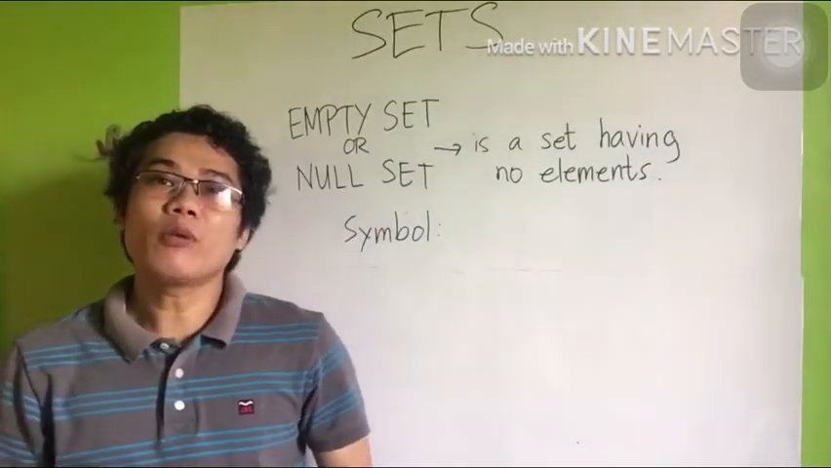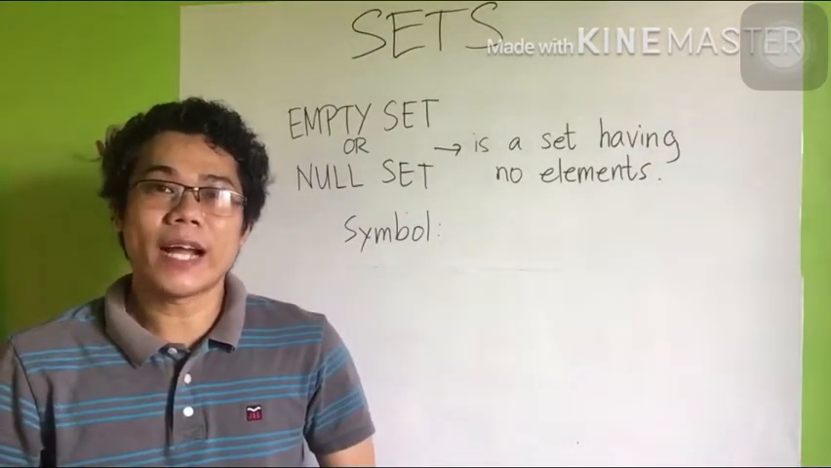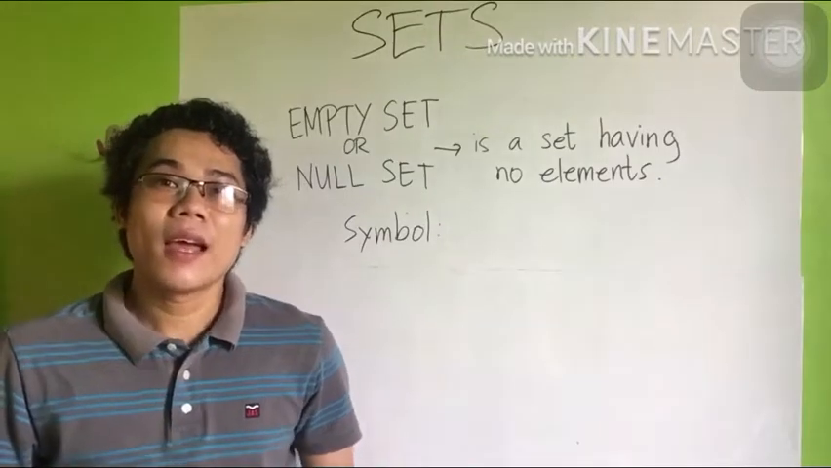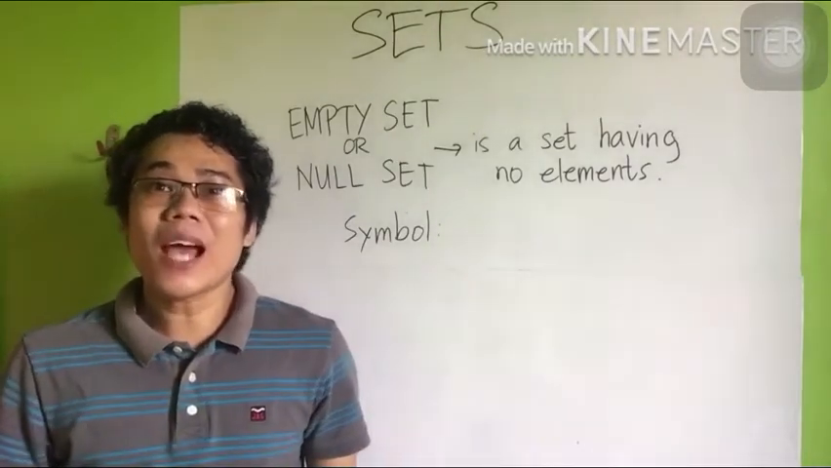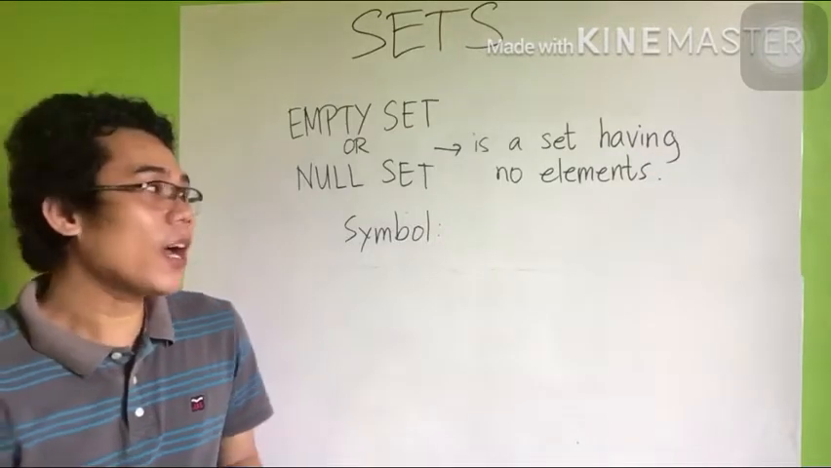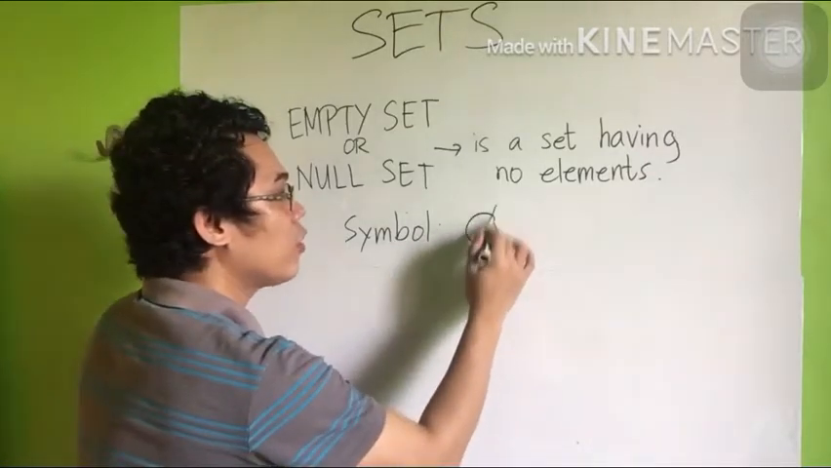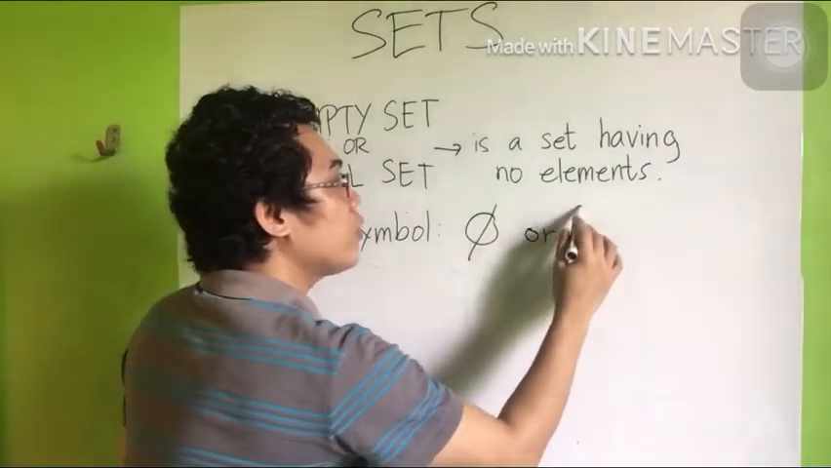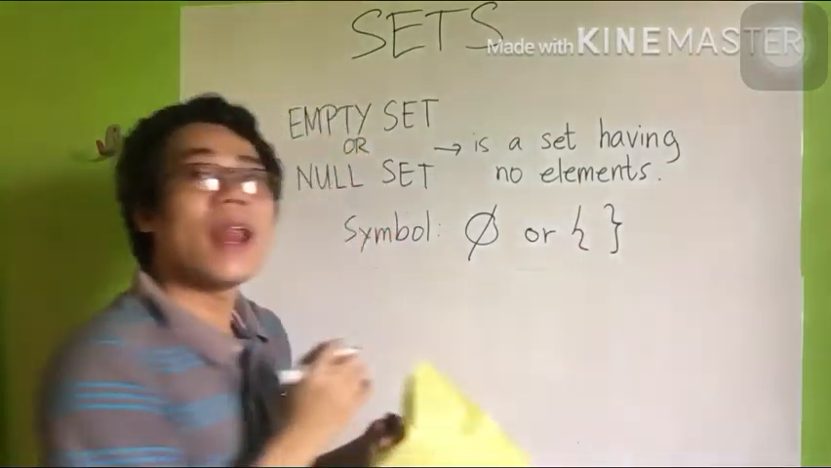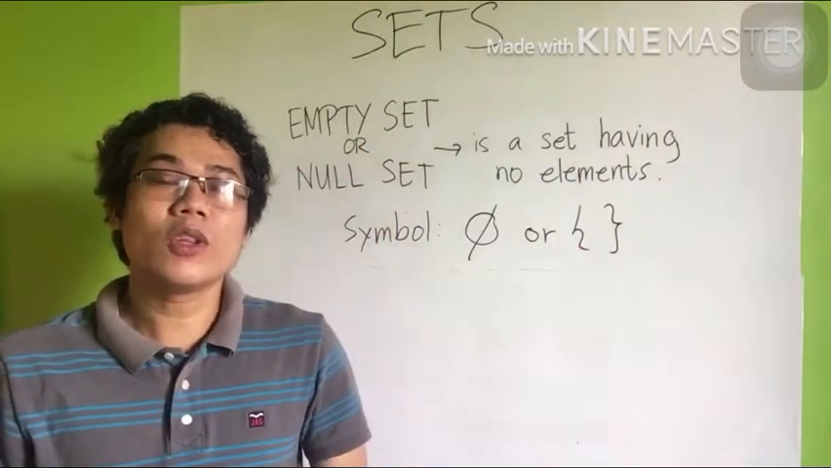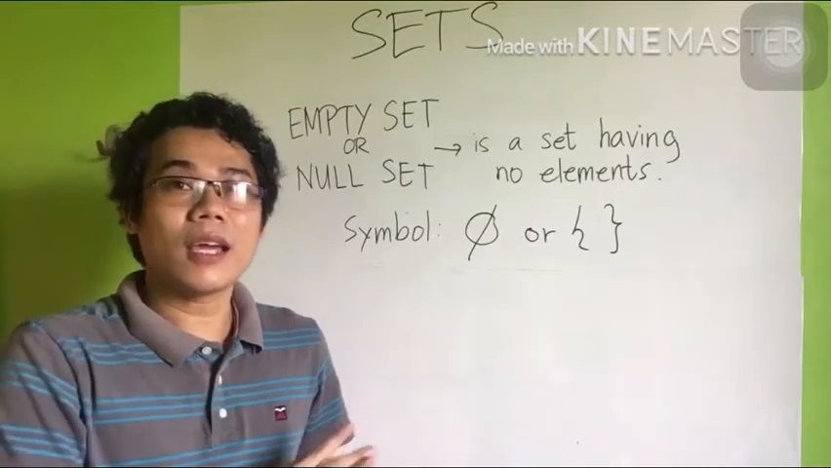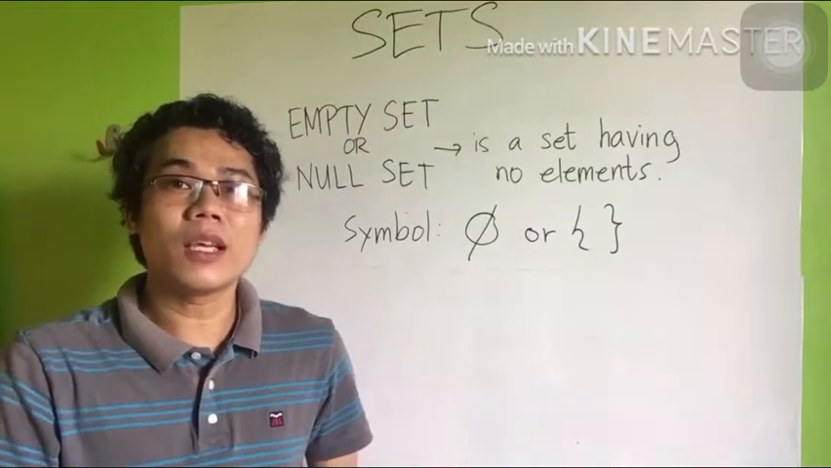Ang next nating pag-uusapan ay tungkol sa empty set or null set. Ito ay isang set having no elements, so wala siyang laman. Ang symbol na gagamitin natin is ito, or yung set na walang laman. And so, ito yung symbol na nag-indicate na yung set natin is empty or null set.